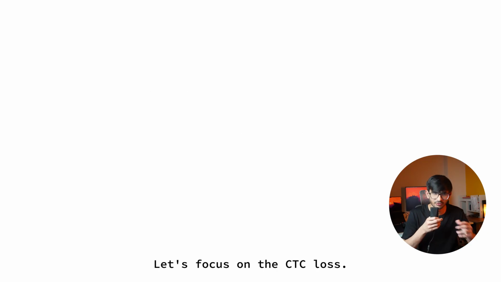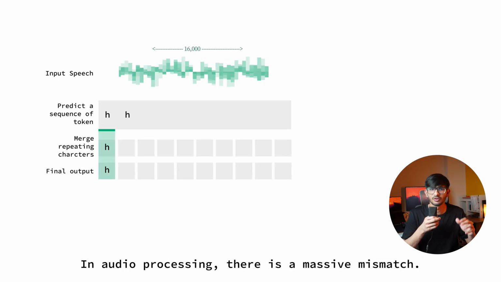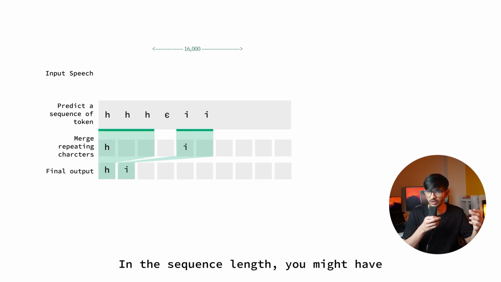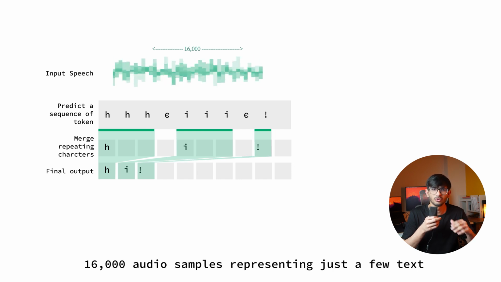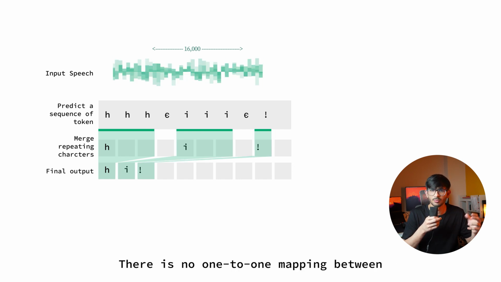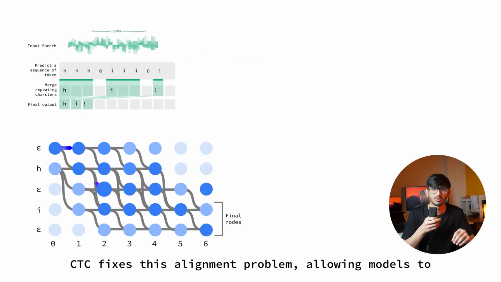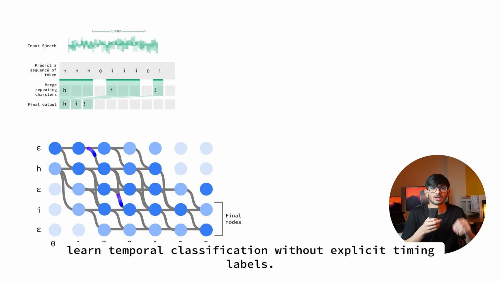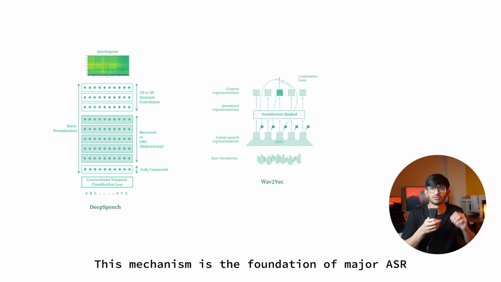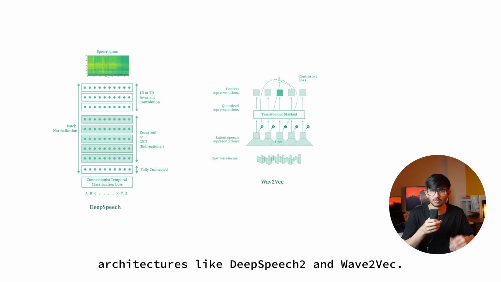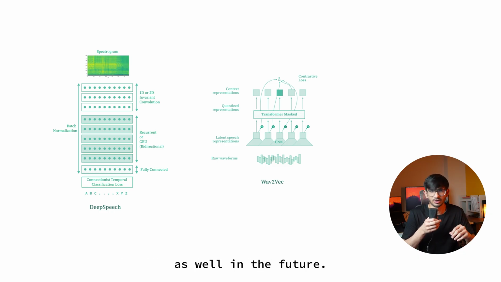Let's focus on the CTC loss. In audio processing, there's a massive mismatch in the sequence length. You might have 16,000 audio samples representing just a few text characters. There is no one-to-one mapping between the sound waves and the letters. CTC fixes this alignment problem, allowing the model to learn temporal classification without explicit timing labels. This mechanism is the foundation of major ASR architectures like Deep Speech 2 and Wav2Vec. I will make a detailed post about that as well in the future.